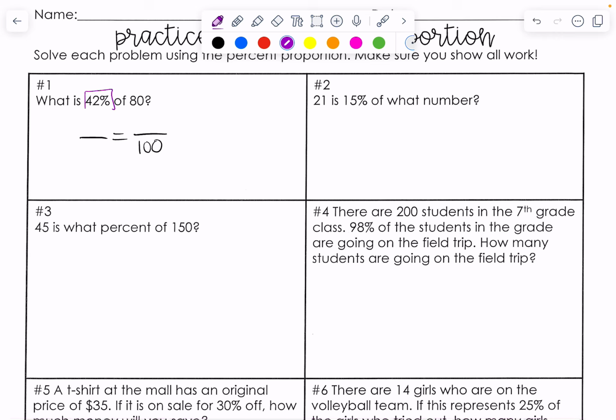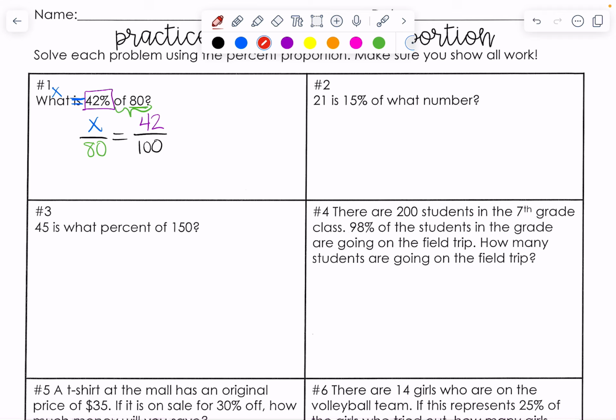First thing I would look for is, do we have a percent? In this case, we have a percent, 42%. I know percents go over 100. The word is, when we say like 2 plus 3 is 5, that's meaning equal. So it's saying what is 42% of 80? So what, I don't know, is equal to 42%. That means that's my part of 80. That word of, whatever follows it, is going to tell us the whole. So this is my proportion.